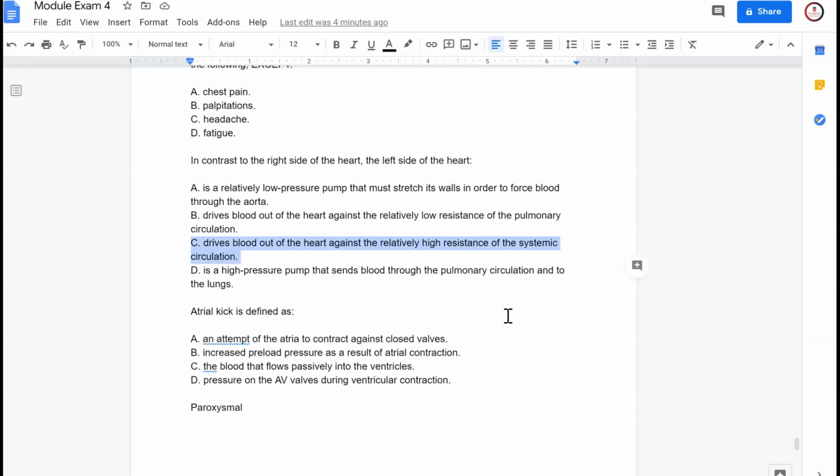High pressure pump sends blood through the permanent circulation lungs. No. Drives blood. Read your question carefully. See how that just whoopsied there?